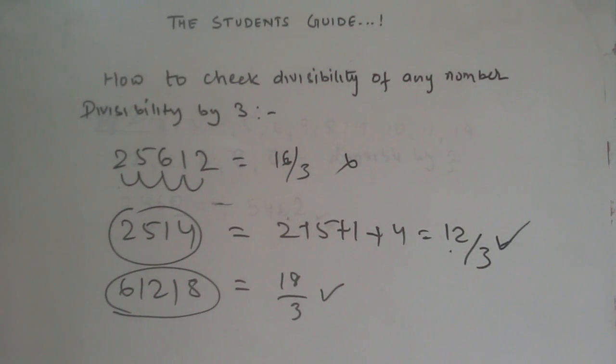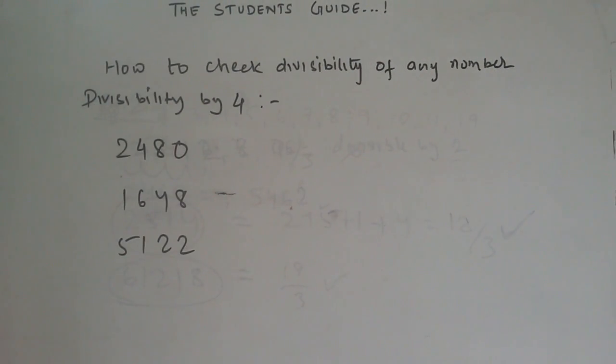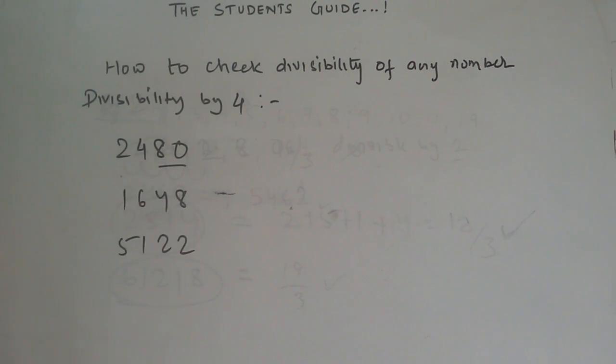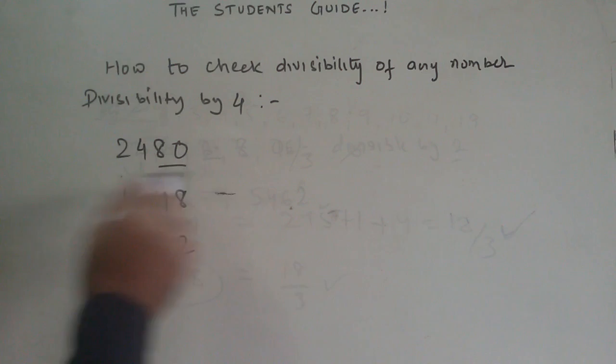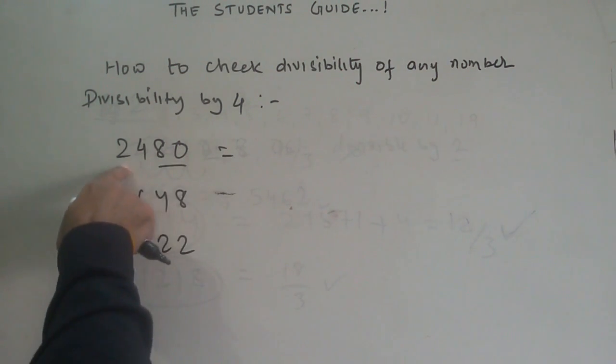Now let's move on to divisibility by 4. To find whether a number is divisible by 4, we will see the last 2 digits of the given number. If the last 2 digits of a given number are divisible by 4, then the whole number is divisible by 4. For example, in the first case we will see 2480.